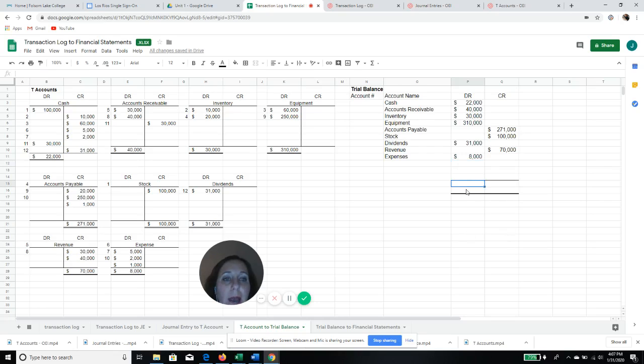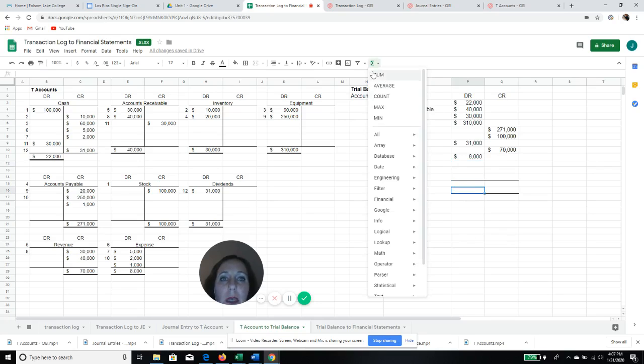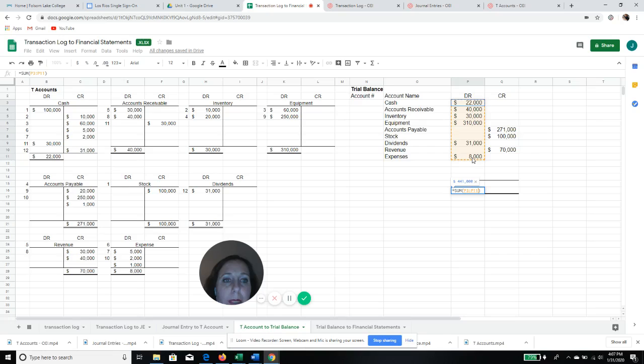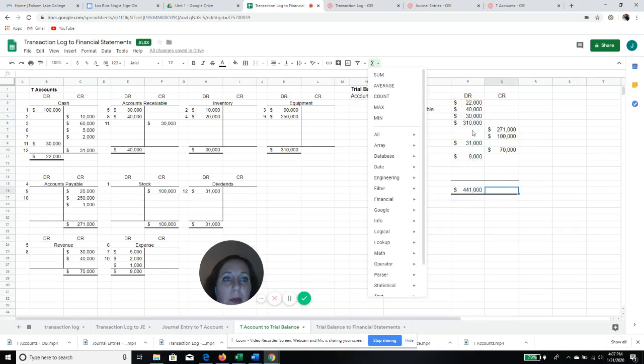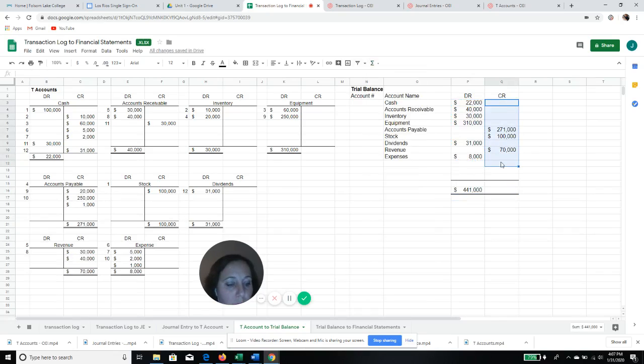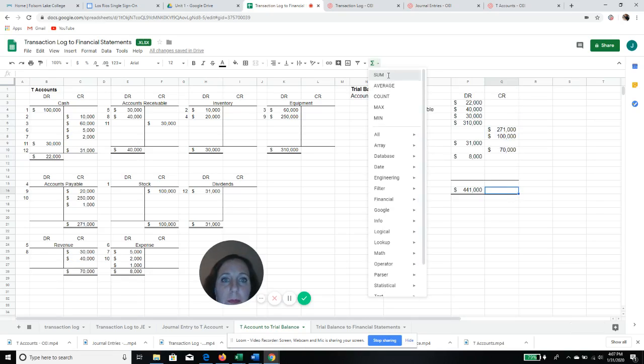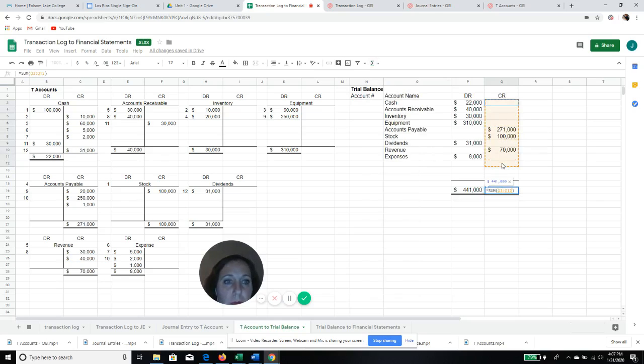So I'm going to add up my debits. I'm going to just sum them up because I'm on a computer. And then separately, I'm going to add up my credits. My debits are $441,000 and my credits are $441,000. My debits equal my credits, which means that I've done a good job. All right, great way to check our work.